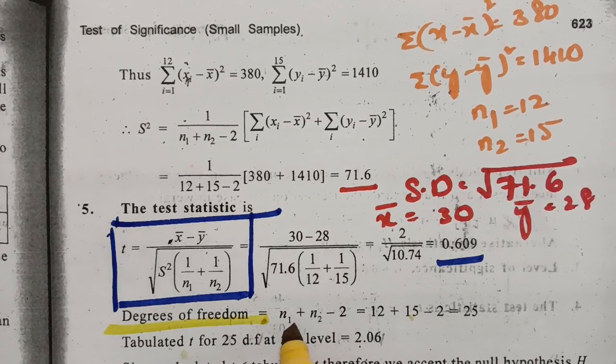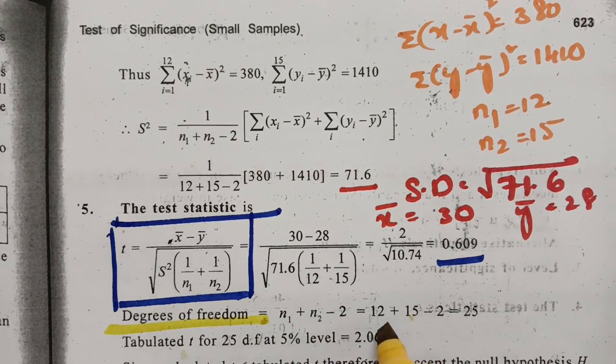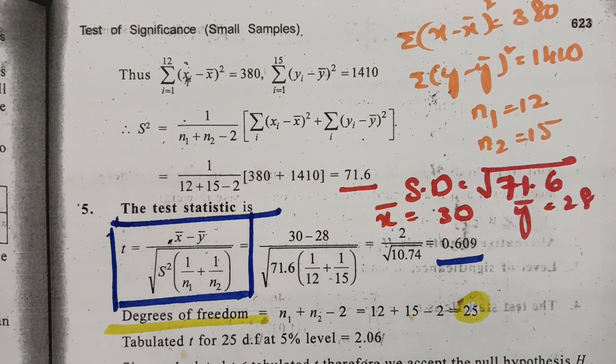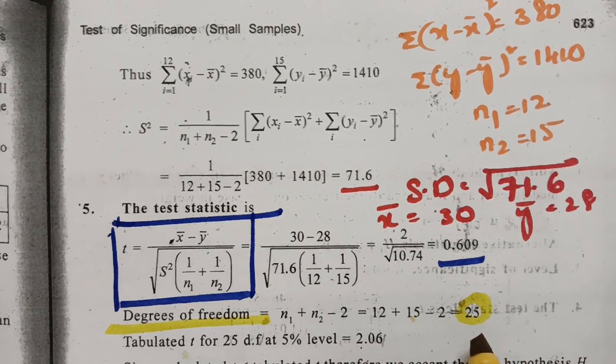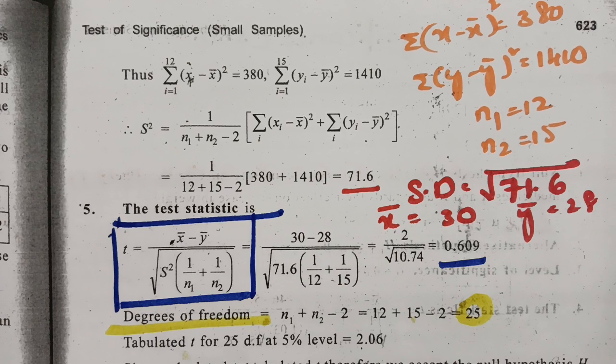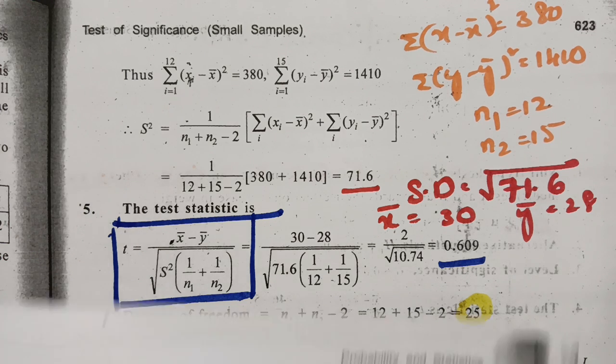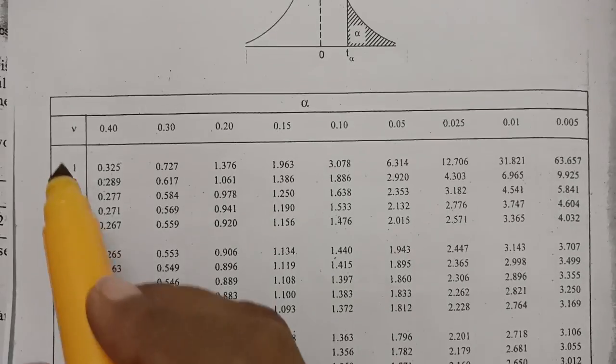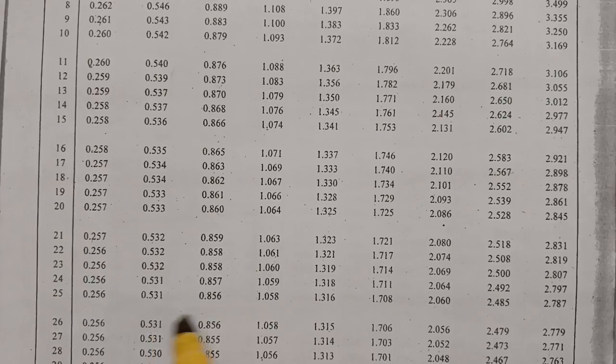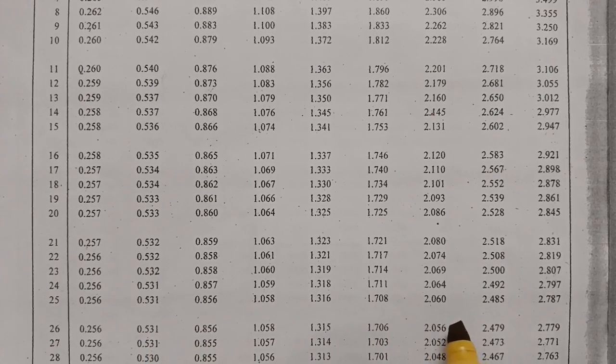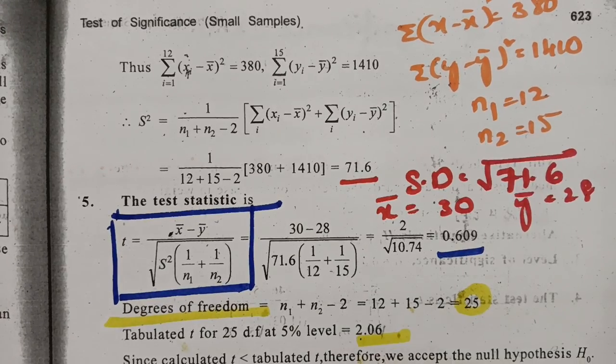And the next one is degrees of freedom. So we have to check the degrees of freedom, that is n1 plus n2 minus 2, that is 12 plus 15 minus 2, the value is 25. So for 25 degrees of freedom at 5% level of significance, let me check at T25. Degrees of freedom n is equal to 25, at 0.025 in the student T distribution, the value here is 2.060.